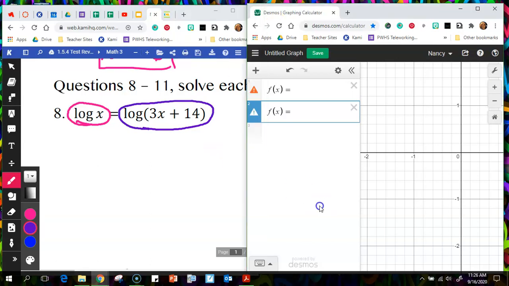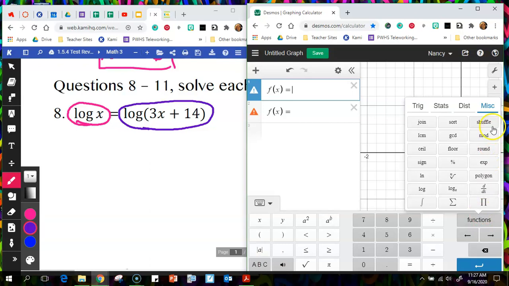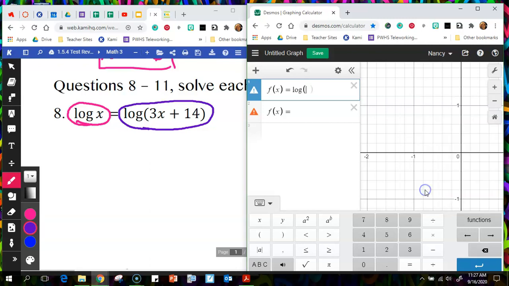Okay, so come back over to Desmos. The first line is going to go here, log x. And so I'm going to go to my keyboard, functions, miscellaneous, and then I don't need to use the log base A because it's log base 10, so I just use the log key, and then I put an x here. Okay, so that's log x.